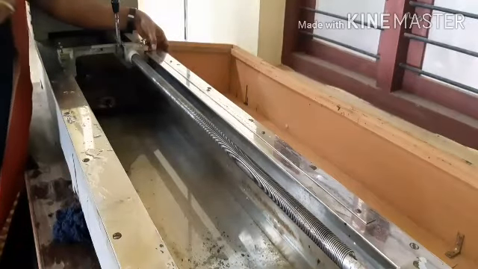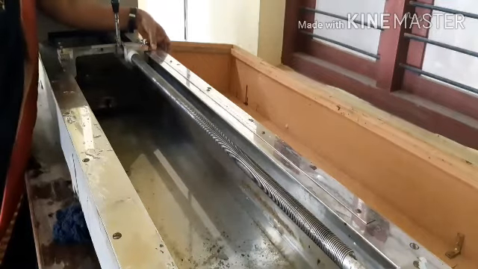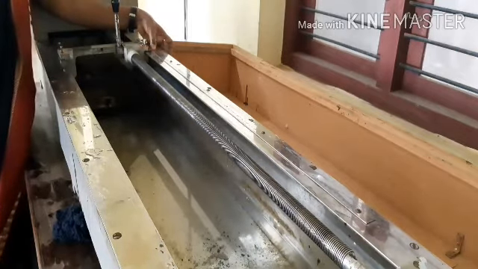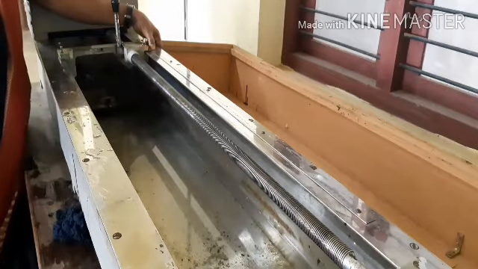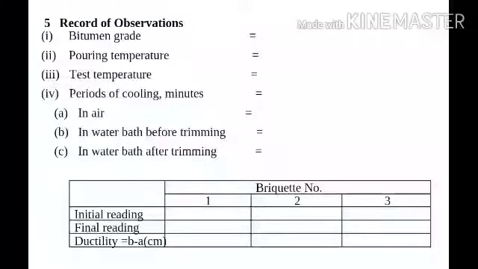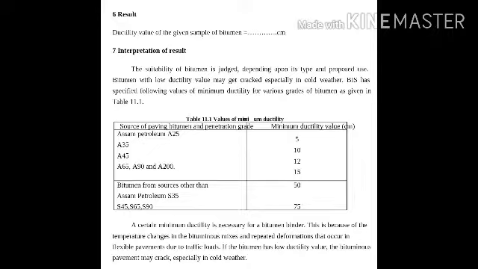After doing the experiment, it was found that at a distance of 86 centimeter the bitumen thread finally broke. So this distance is noted as the ductility value of the given sample of bitumen. Observations are to be recorded as shown. So the ductility value is 86 centimeter. After getting the results, we have to check whether the given sample of bitumen satisfies the conditions given by BIS.